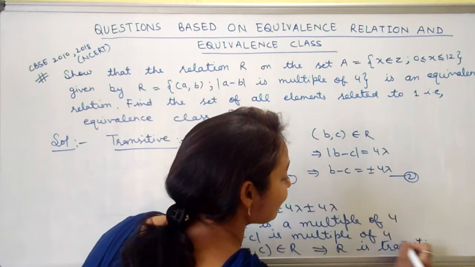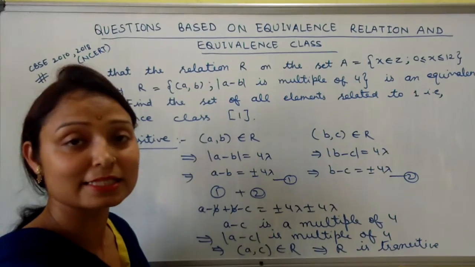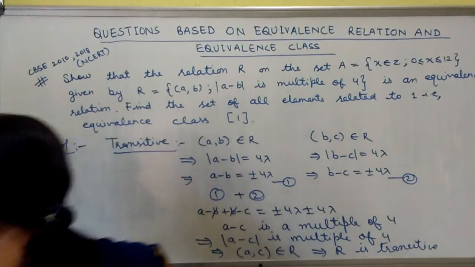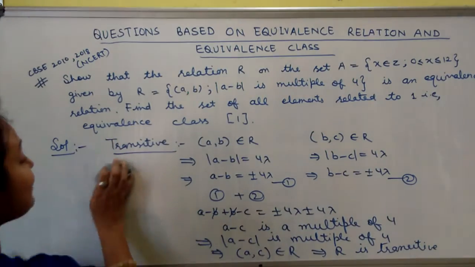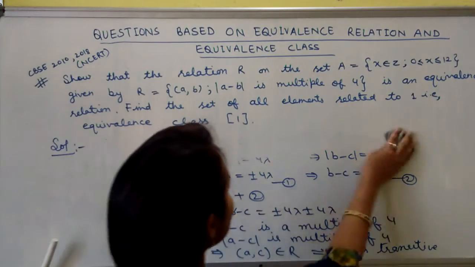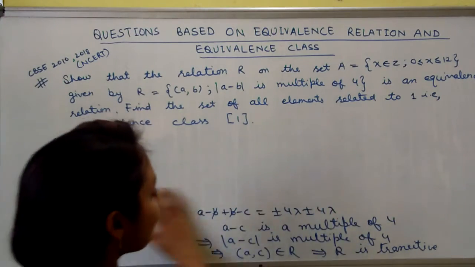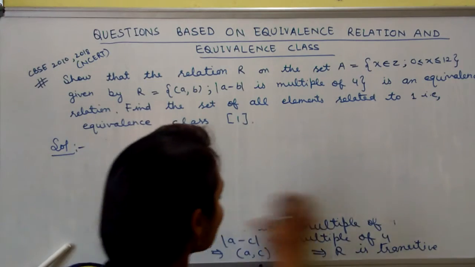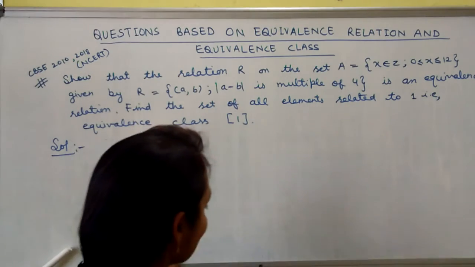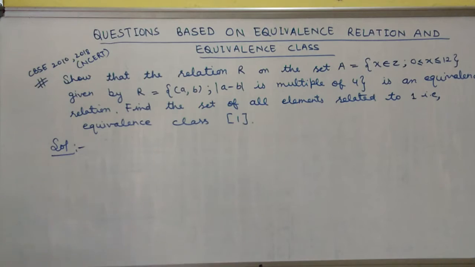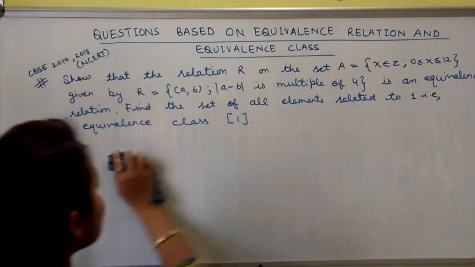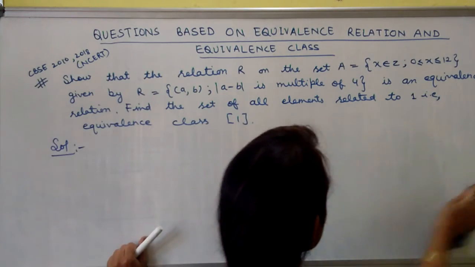If R is reflexive, symmetric and transitive, then R is an equivalence relation. So we have to write that line, which carries half marks in a board exam. You should not forget that line. What is that line? R is reflexive.